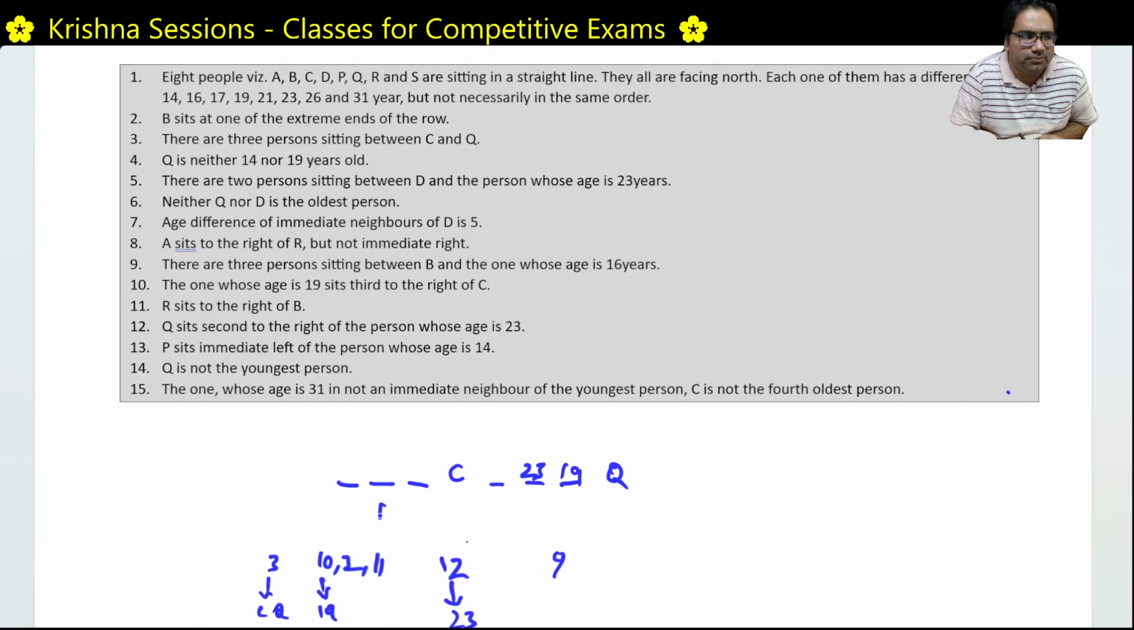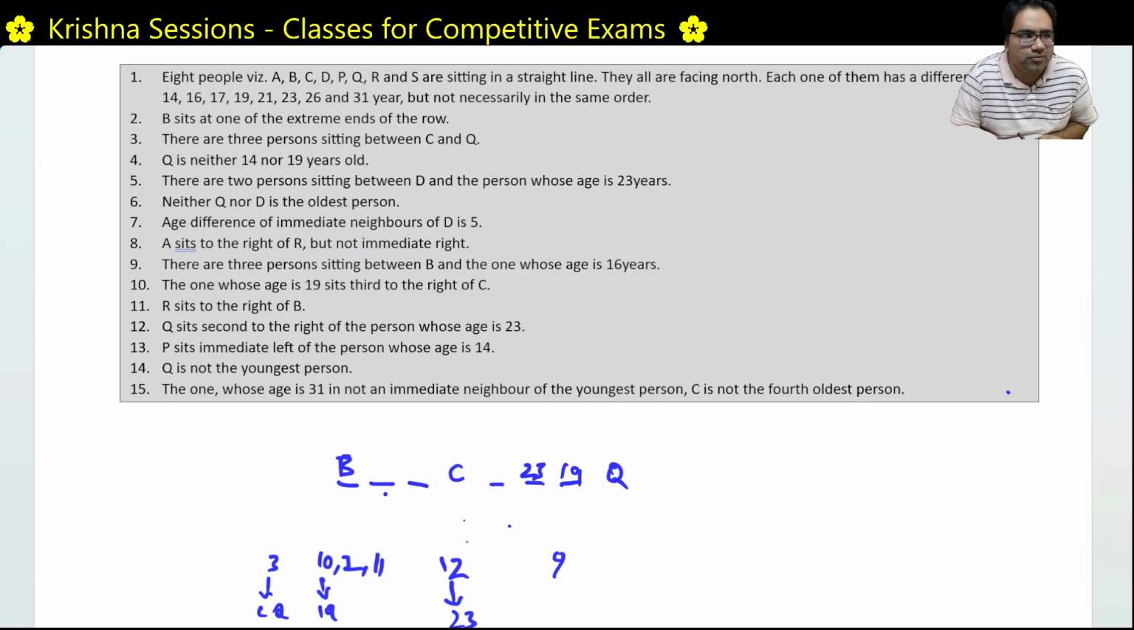Let's assume this is B. 1, 2, 3, this guy has to be 16, which is also not possible because this guy is already 23. What that means? B has to be this only. B has to be the final one. This one. So, that means all 3 slots are on this side only. There is no slot beyond Q.